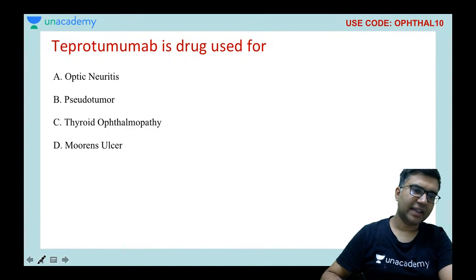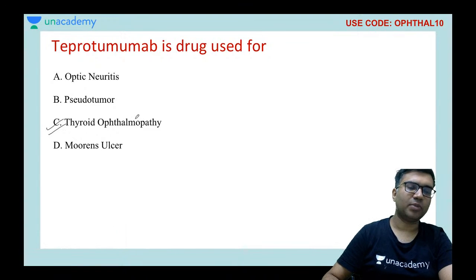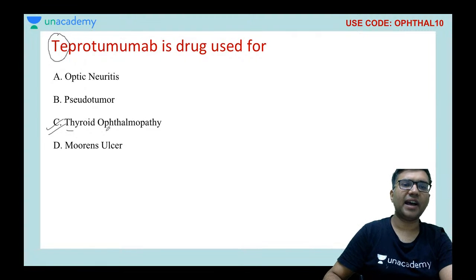So the answer again here is C, that is thyroid ophthalmopathy. How can you remember it? So TE, you can just remember it with thyroid eye disease.